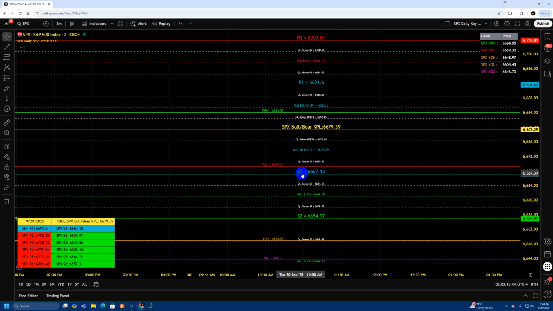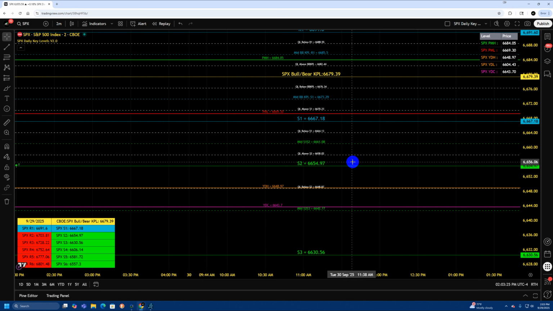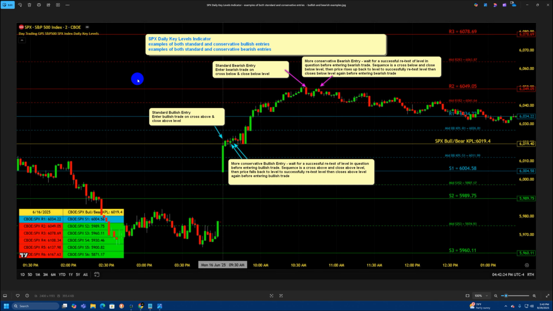A bearish trade taken from the S1 level, your standard stop loss is the first midpoint above S1. And again, on bullish trades, it's the opposite. It would be the first midpoint below. So if you're taking a bullish trade off of S2, first midpoint below S2 is your standard stop loss. Okay, so now we're going to take a look at examples of both standard and conservative entries, both on bullish entries and bearish entries.